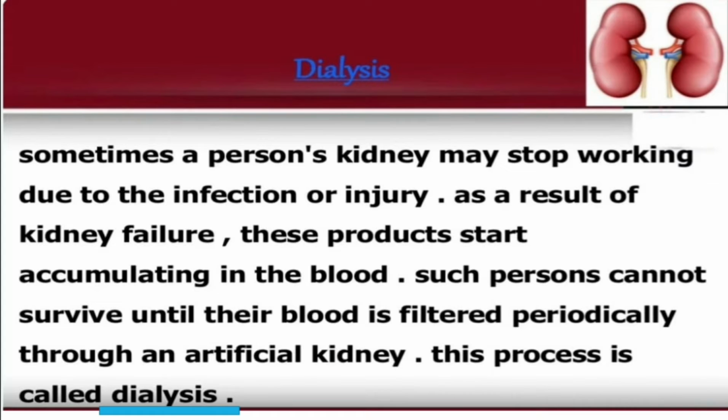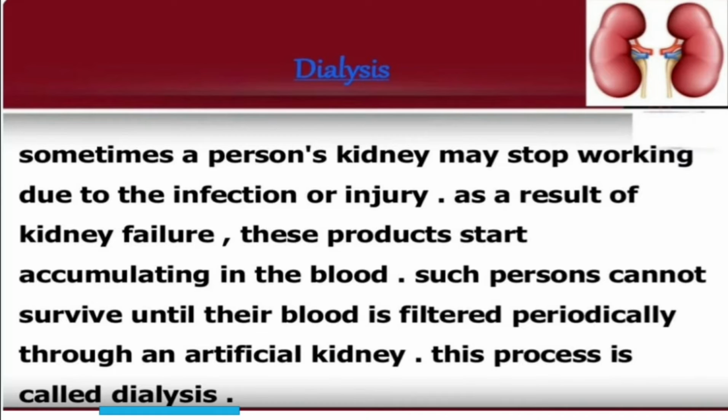Now what is dialysis? Sometimes a person's kidneys may stop working, both the kidneys. If both the kidneys stop working due to some infection or injury, as a result of kidney failure, these waste products start accumulating in the blood. And you know that if the waste products accumulate, it may be toxic for that person. So such persons cannot survive until their blood is filtered periodically through an artificial kidney.